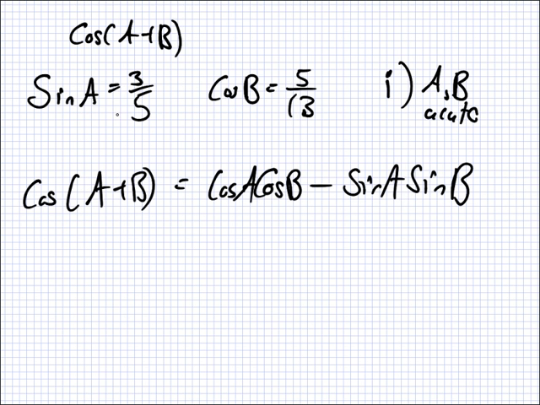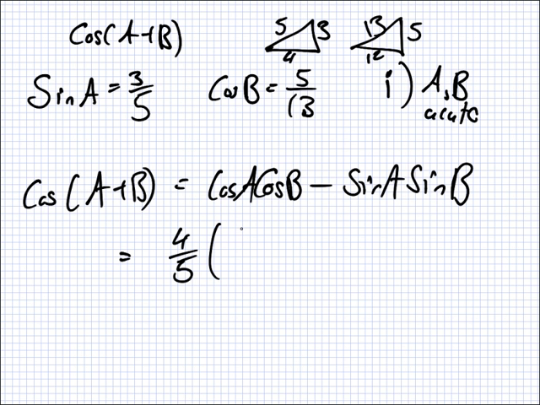Now we have to draw our triangles again, don't we? So if I draw two little triangles here for A and B, this one would be 3, 4, 5, and the other one would be 5, 12, 13 from Pythagoras. Right, what's cos A? 4 over 5. Cos B? 12 over 13. Sine A? 3 over 5. Oh, am I wrong? Cos B is 5 over 13, sorry. Oh, so I drew this triangle the wrong way around, didn't I? That's 5 and that one is 12 then, thank you.